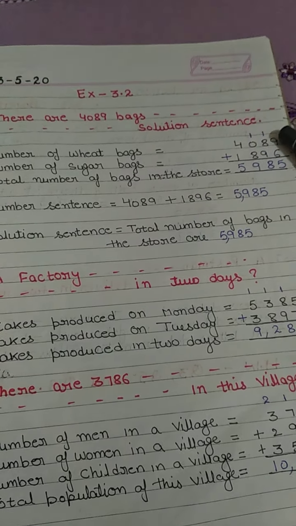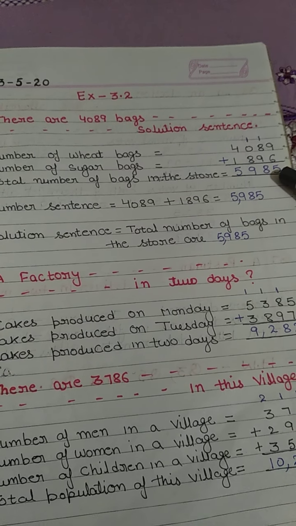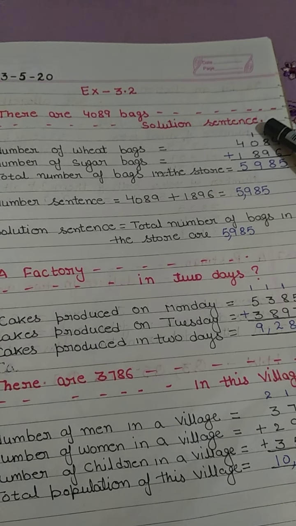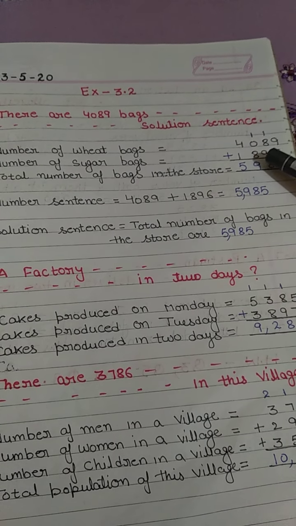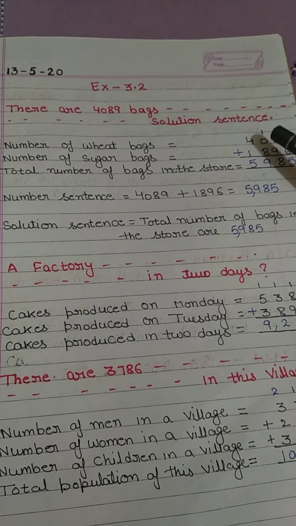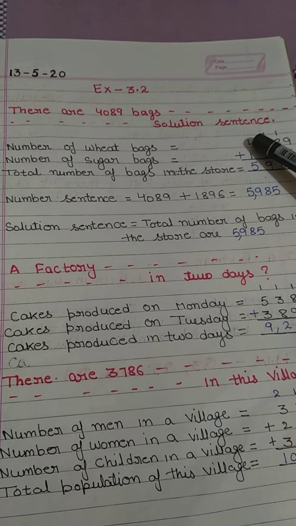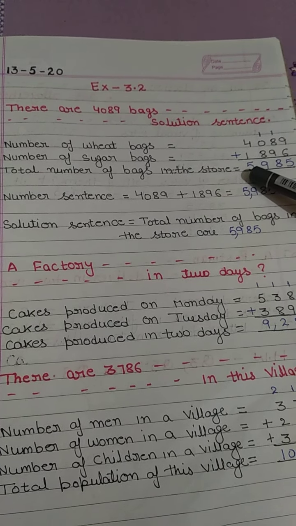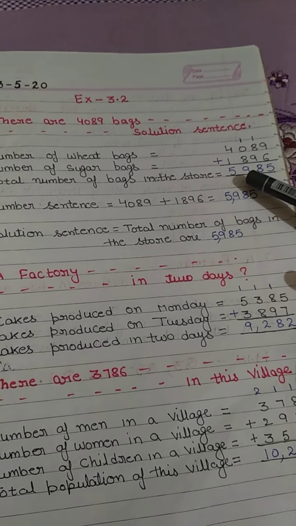Let us add. 9 plus 6 is equal to 15. We write 5 here. 1 is carried over here. Then 8 plus 1 plus 9 is equal to 18. We write 8 here and 1 is carried over here. Then 8 plus 1 is equal to 9. 4 plus 1 is equal to 5. So the answer is 5,985.